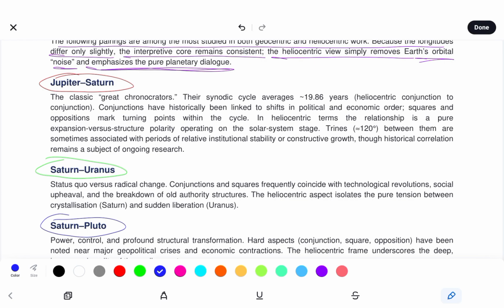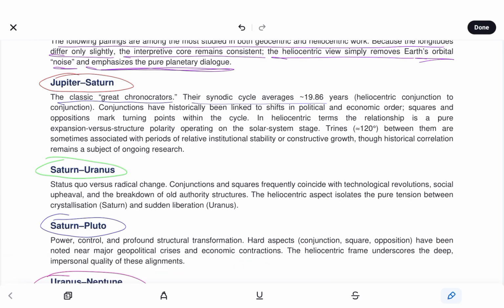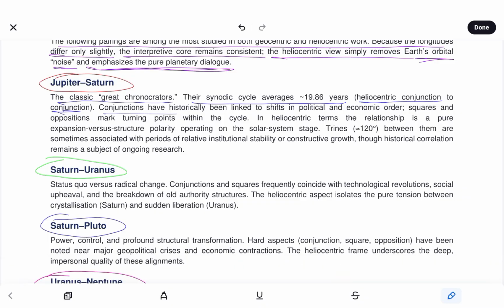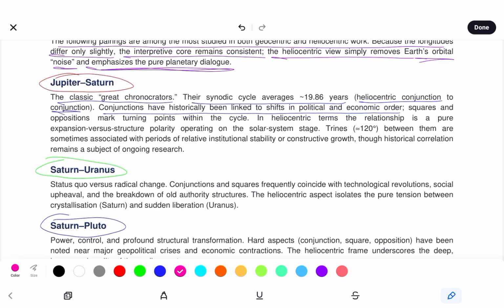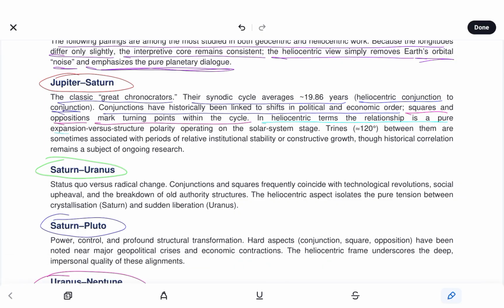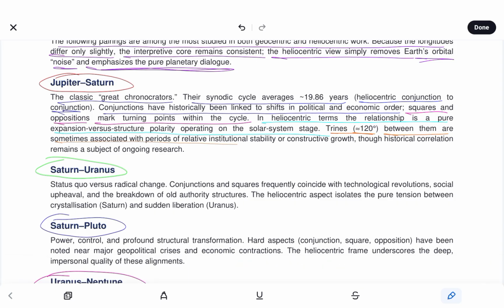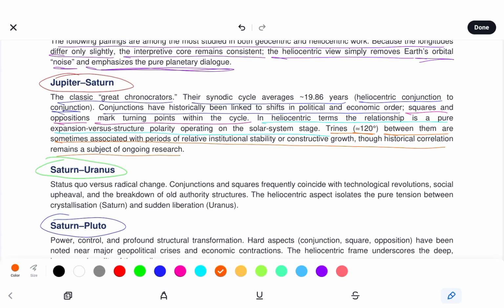Jupiter, Saturn. It's a classic great chronocrator. Their synodic cycle averages 19.86 years, heliocentric conjunction to conjunction. Conjunctions have historically been linked to shifts in political and economic order. Squares and oppositions mark turning points within the cycle. In heliocentric terms, the relationship is a pure expansion versus structured polarity operating on the solar system stage. Trines, 120 degrees between them, are sometimes associated with periods of relative institutional stability, where constructive growth is favored; the historical correlation remains a subject of ongoing research.